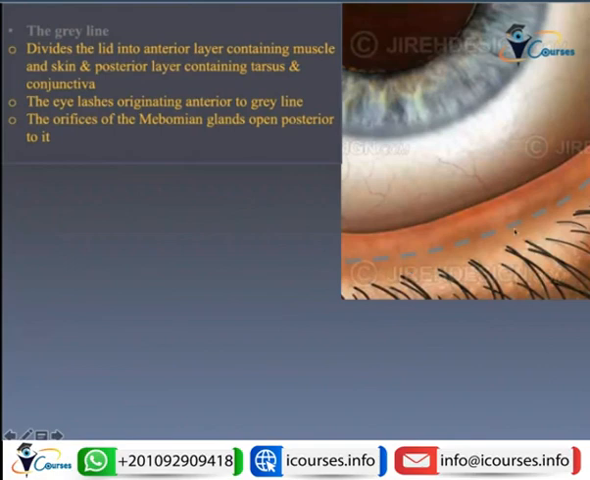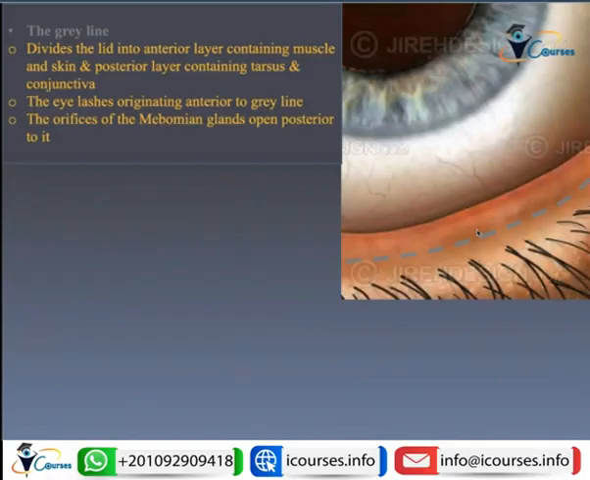The gray line is an important anatomical landmark because it divides the lid into lamellae. There is an anterior lamella, which is anterior to the gray line, and a posterior lamella, which is posterior to the gray line. Anterior to the gray line are two layers, the skin and the orbicularis oculi muscle. This is the anterior lamella. Posterior to the gray line are again two layers, the tarsus and the conjunctiva. Both of them form what's called the posterior lamella.